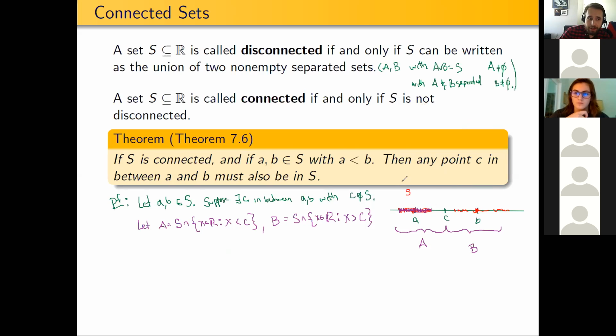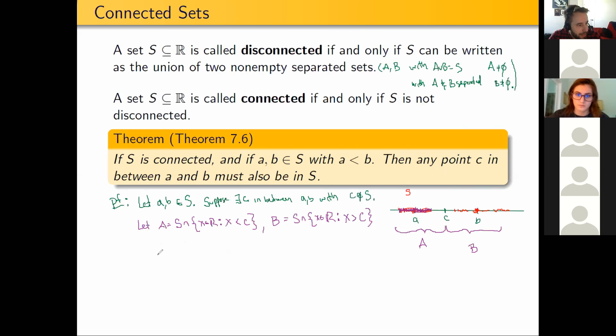I'm going to claim that neither A nor B, capital A nor capital B, is empty. Both are non-empty. I'm going to claim that A union B is equal to S, and I'm going to show that A and B are separated. So let's dive into it.